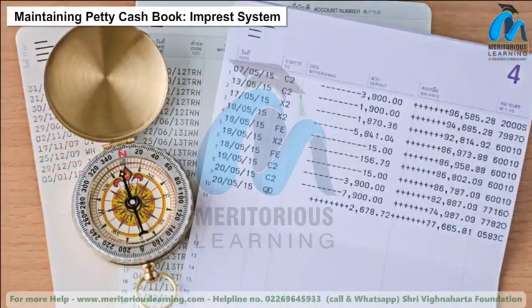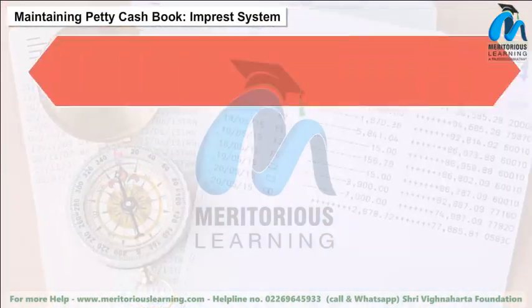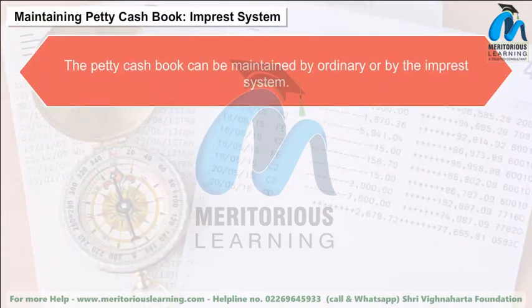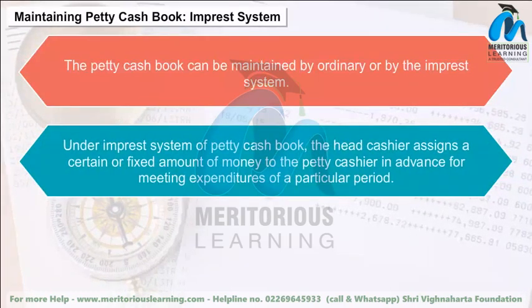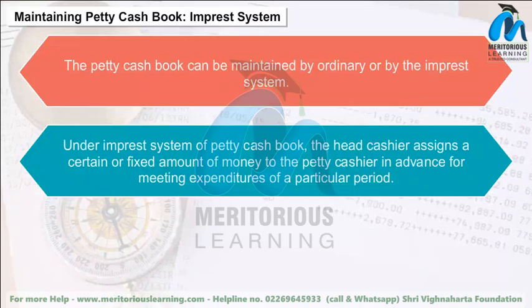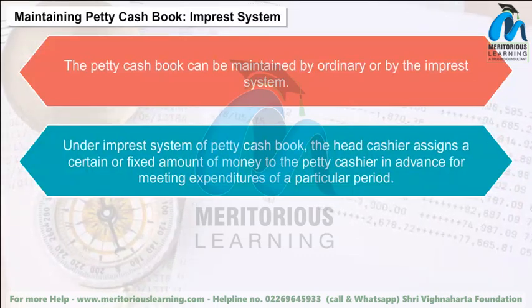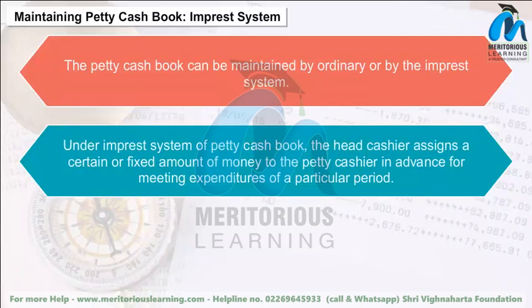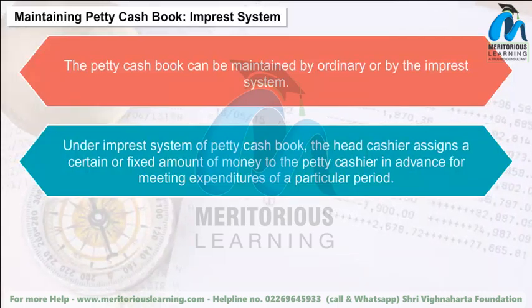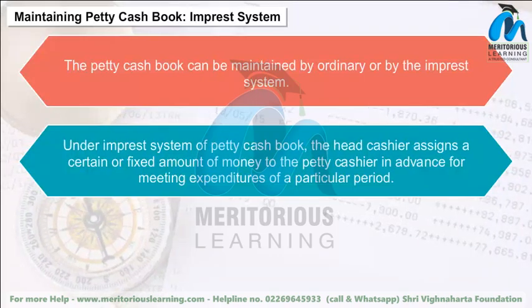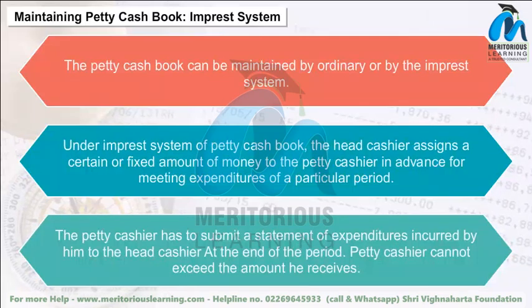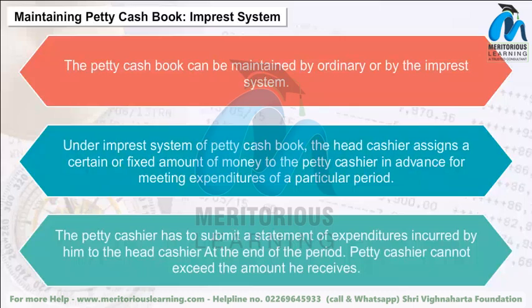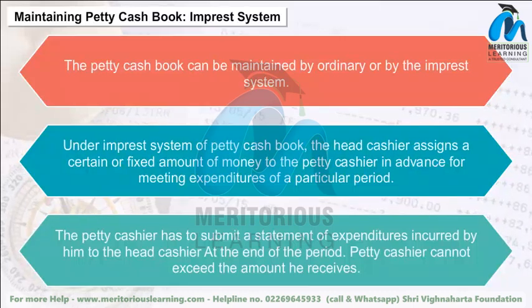Maintaining Petty Cash Book. Imprest system. The Petty Cash Book can be maintained by the ordinary or by the imprest system. Under the imprest system of Petty Cash Book, the head cashier assigns a certain fixed amount of money to the petty cashier in advance for meeting expenditures of a particular period. The petty cashier has to submit a statement of expenditures incurred by him to the head cashier at the end of the period. The petty cashier cannot exceed the amount he receives.